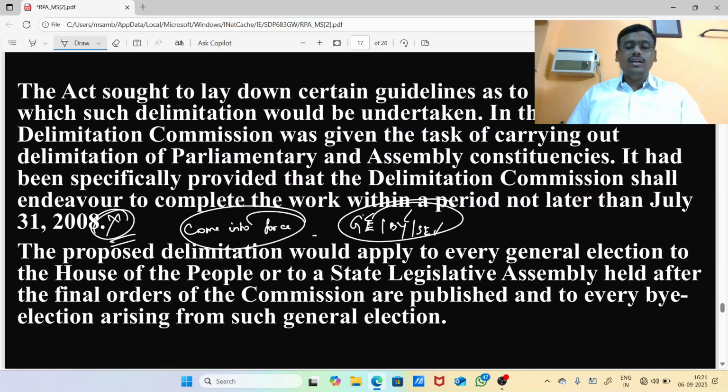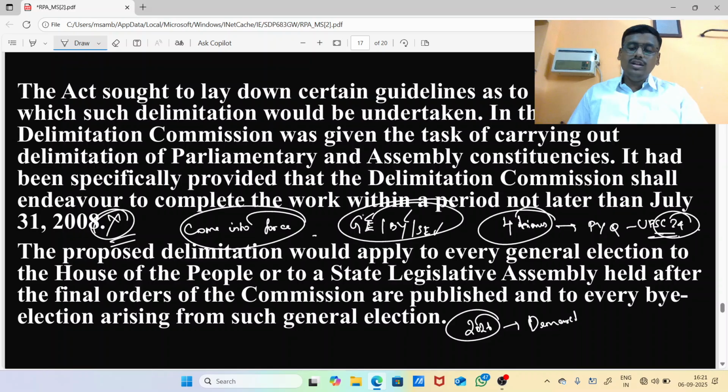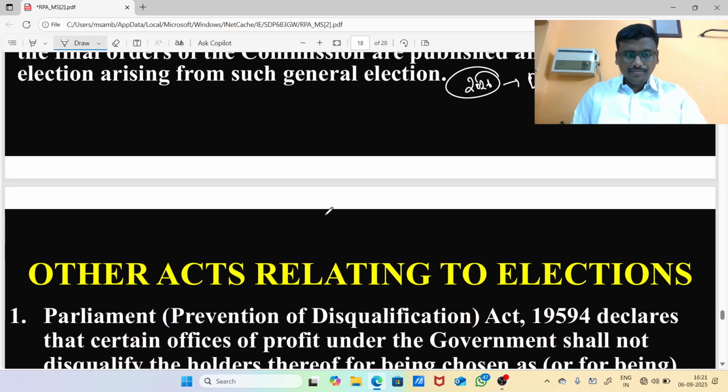Demarcation of territorial constituencies has been done 4 times. It is a previous year question, UPSC 2024. So have a look at it, and in 2026 there would be a demarcation. So it is still in the news. They are expecting 80 plus MPs to be added to the 550 MPs. So have a great look at it.